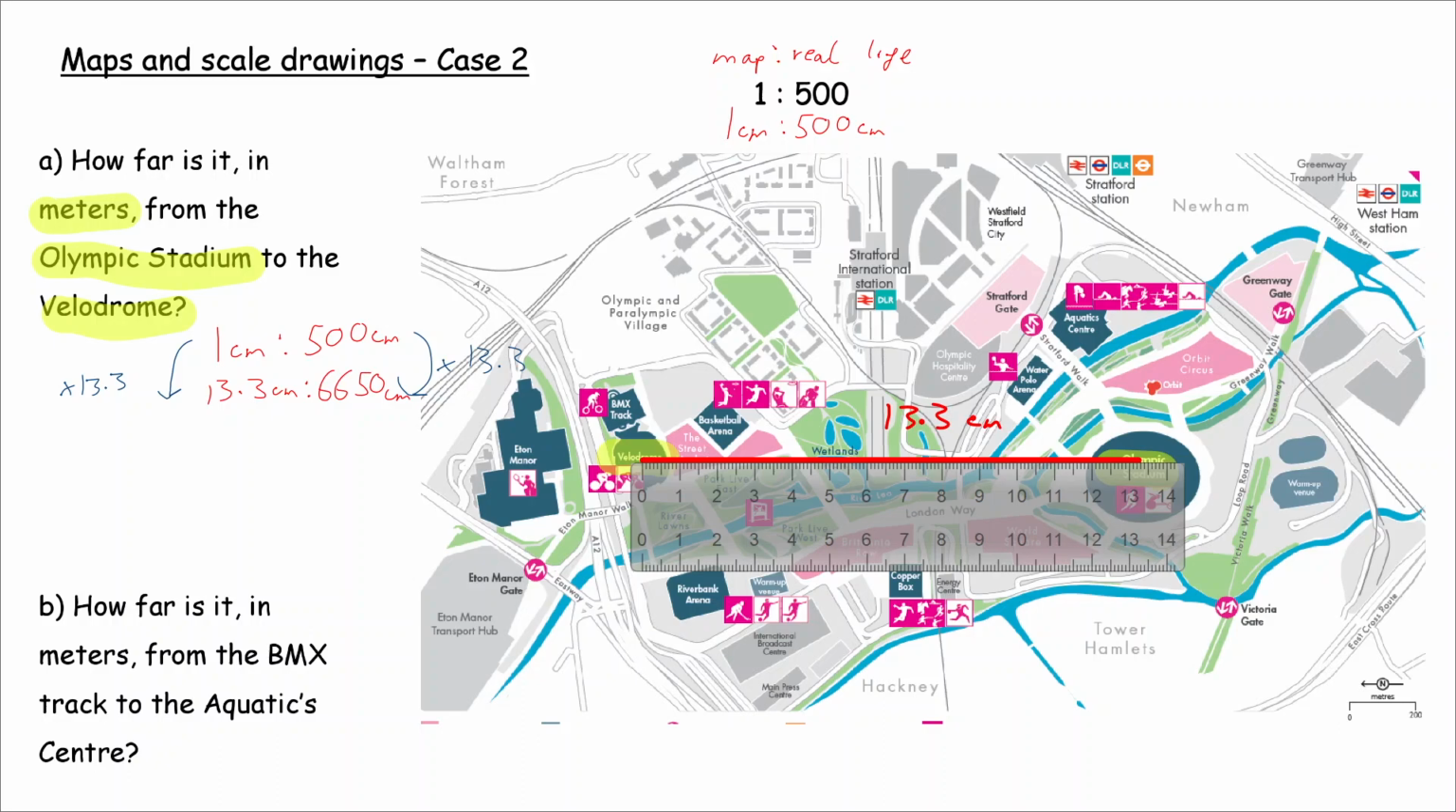centimeters, which is good. Okay, now the issue here is that's fine, that is correct. The velodrome to the Olympic Stadium is 6,650 centimeters apart, but you've got to get it into meters. Okay, so we've then got to go and know that 100 centimeters is the same thing as 1 meter.